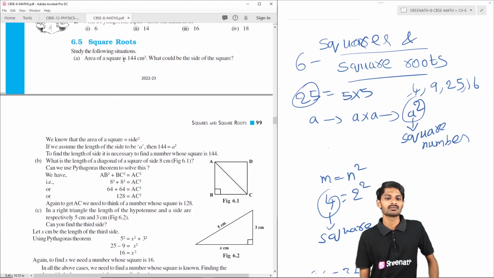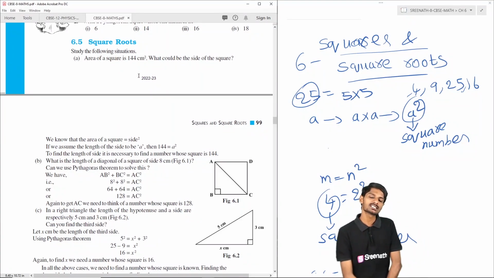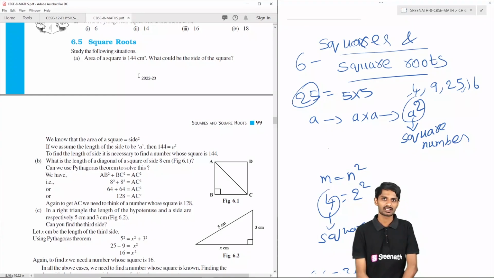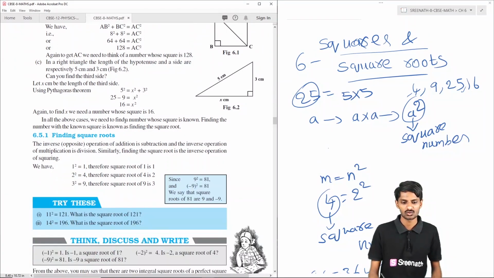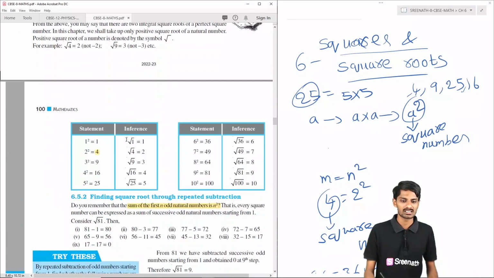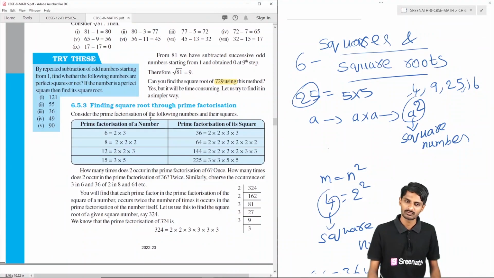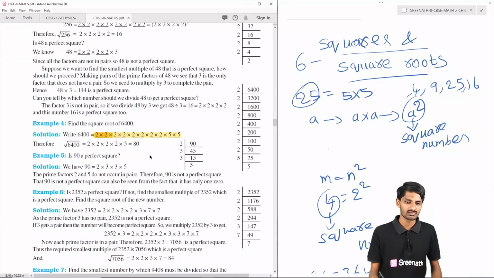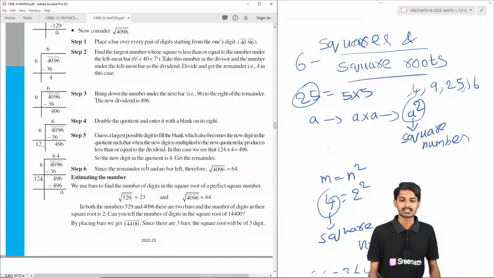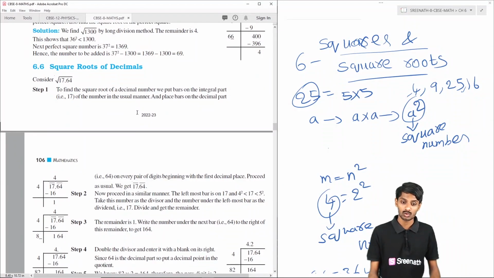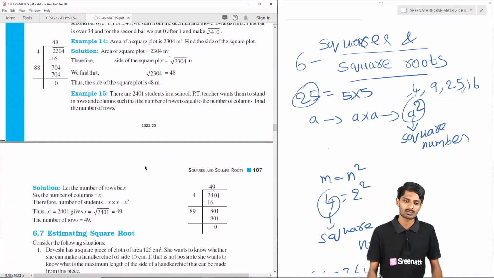So the area of any square is 144 centimeters square. It is the square number. And what is its square root? The side length of a square is the square root of that number. Like that, students. How to find square roots, we have discussed. By repetitive subtraction we can find the square roots, and by prime factorization we can find the square roots. And by the division method also we have found the square roots. Later, students, we have estimated the square roots for decimals also. It is the same process, but there is a small difference with the decimal point.